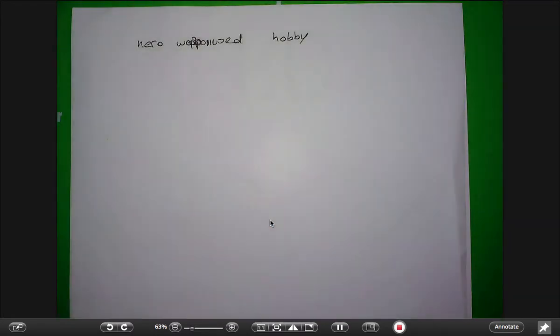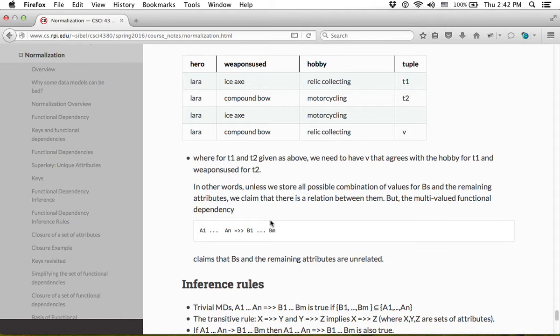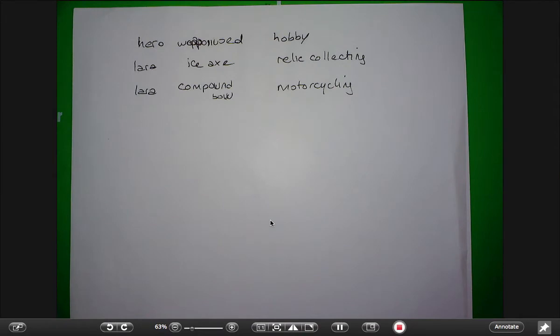The point is that because of first normal form, I cannot just have a list of weapons and a list of hobbies. So I basically have to write them one at a time. So I have to write things like, move back to this. Husband is playing Tomb Raider. So we talk about Ice Axe and relic collecting. And compound bow and motorcycling. Okay?